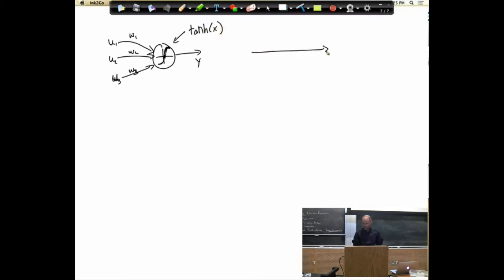So tanh, which you probably have no reason to be familiar with, but tanh of x is nice because it asymptotes at 1 and negative 1. This nice sigmoidal property. This is tanh of x, and actually the slope here is 1 right at the origin.